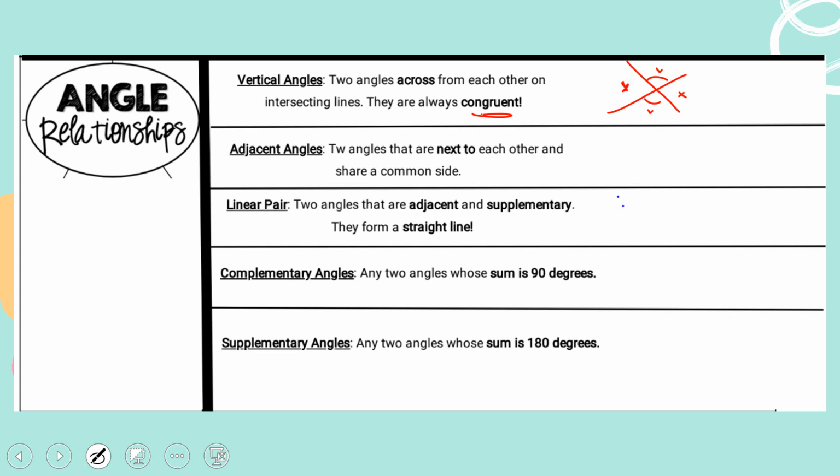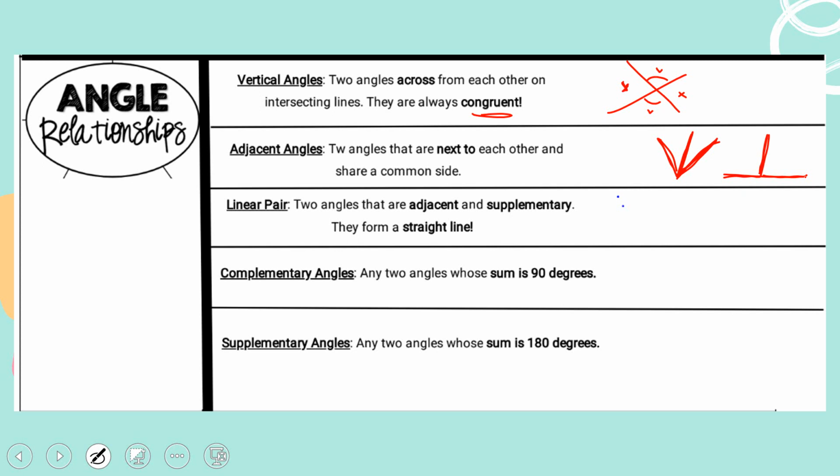Adjacent angles are next to each other, and they always have a common side. So it doesn't matter how you draw them. Sorry, that's ugly. But they are always next to each other, and they always have a common side. So they could look like that. They could look like this. These two angles are adjacent. No matter what, they always share a side.